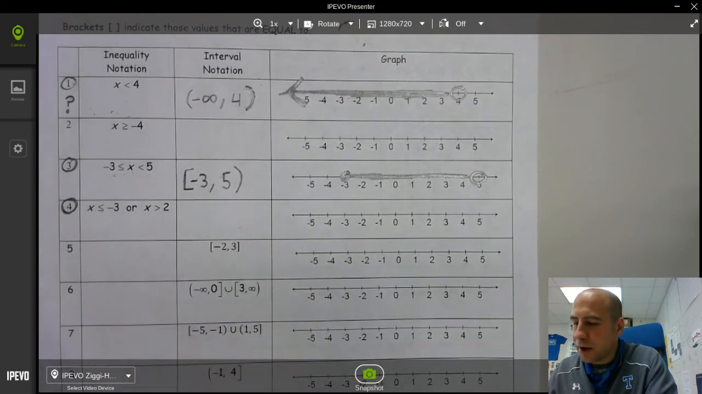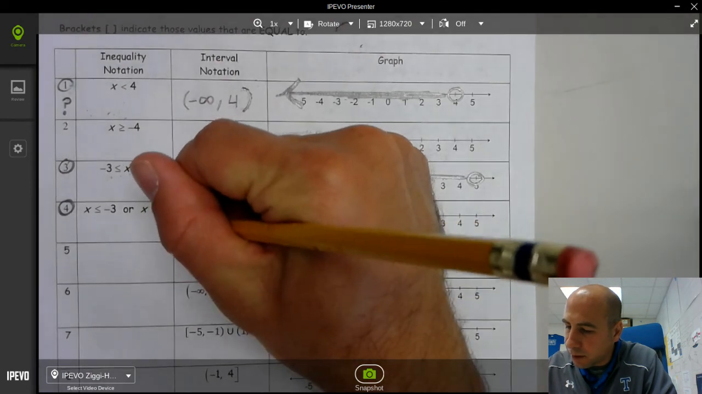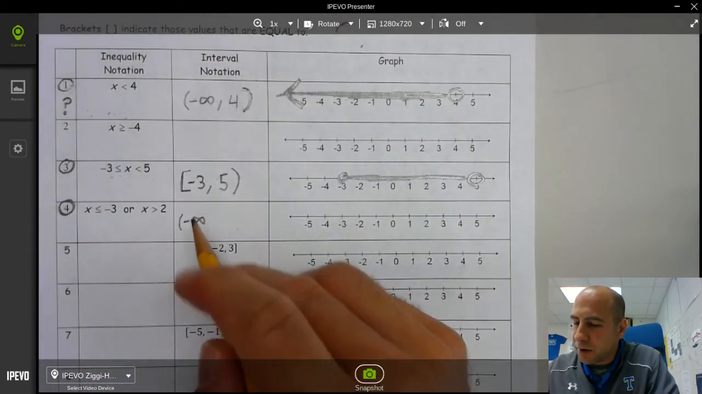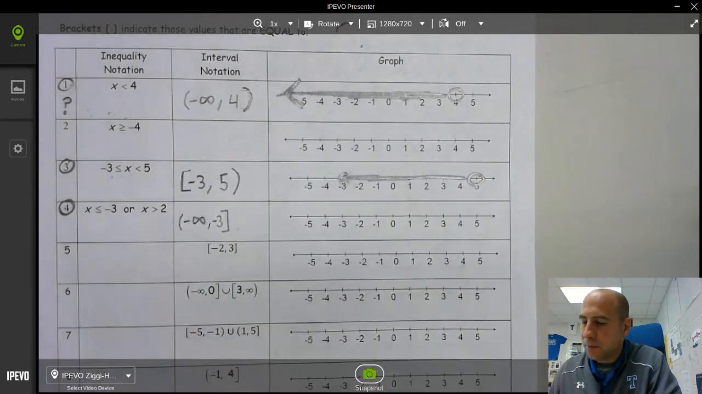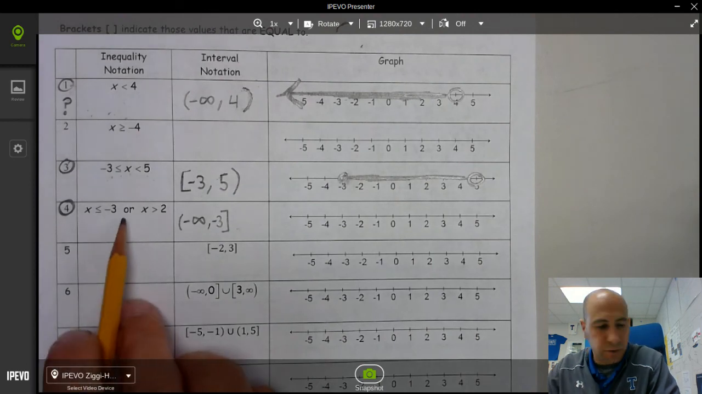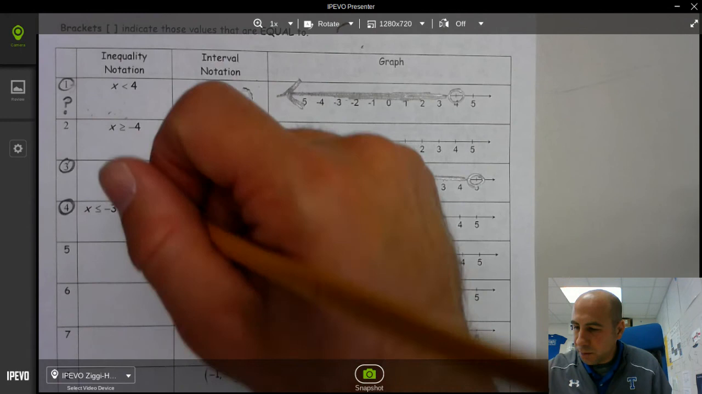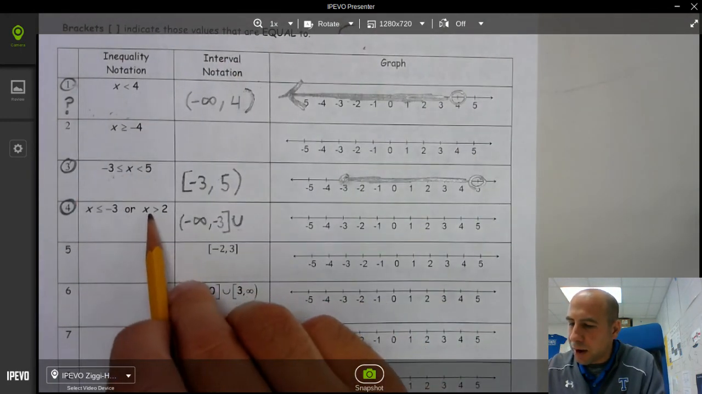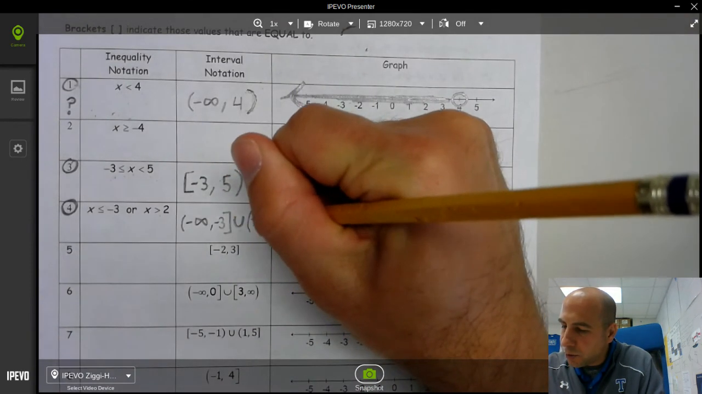All right, so it says x is less than or equal to negative 3. Again, we can start from the left, so we're going from negative infinity to negative 3, but it's a bracket because it includes negative 3. And then, or, there's a symbol for that. It's on the notes. Or is a U, and then x is greater than 2. So we start with 2, and we go to infinity.